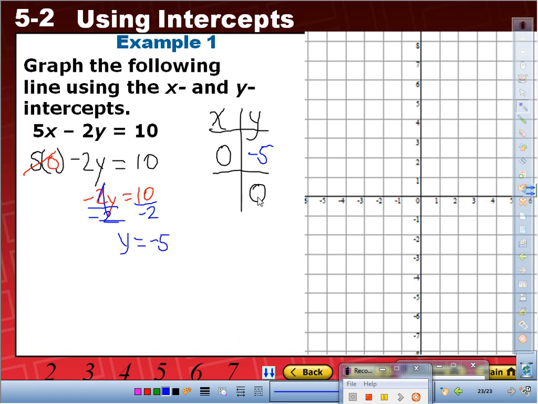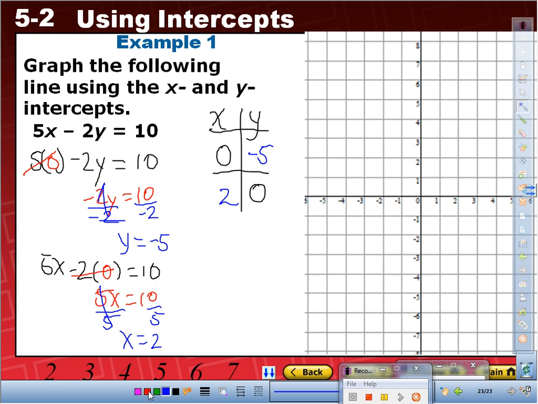And whatever I did for this one, I need to do for this one. So I rewrite the equation. You're just paying attention, please. Here it goes. 5x minus 2, open parentheses, equals 10. Why did I open parentheses for y? Because what is my value here for y? 0. So I substitute that in here. What is negative 2 times 0? 0, and we're left with 5x equals 10, and I solve. Divide by 5, divide by 5. X equals 2, that goes right here, and I plot my point.